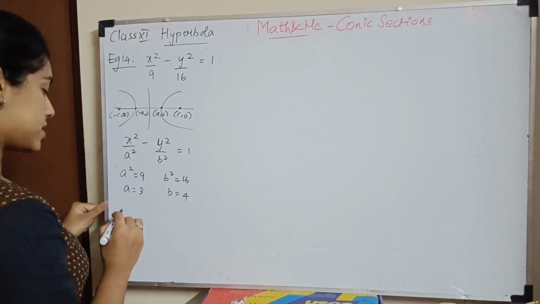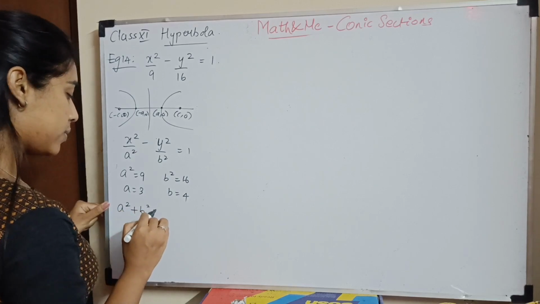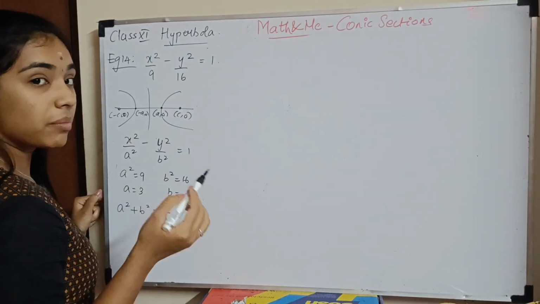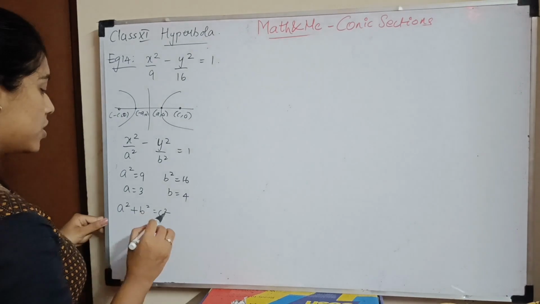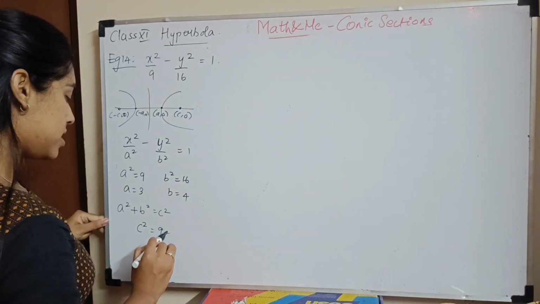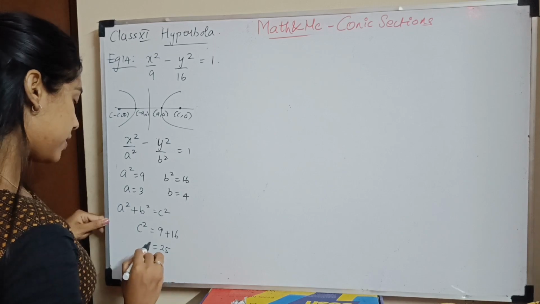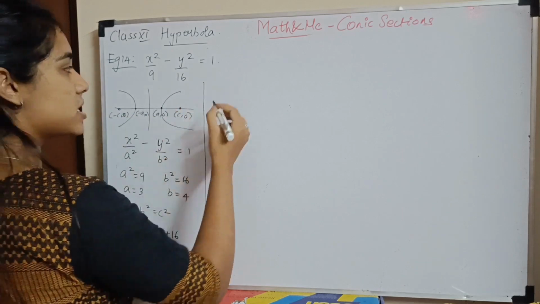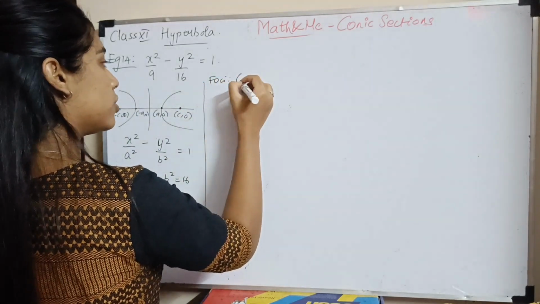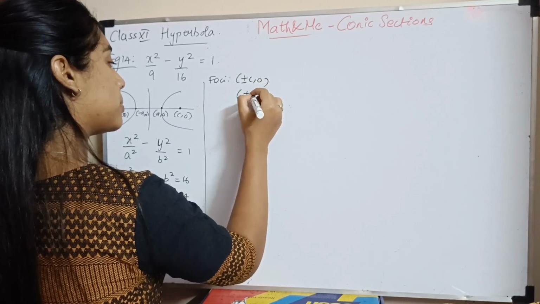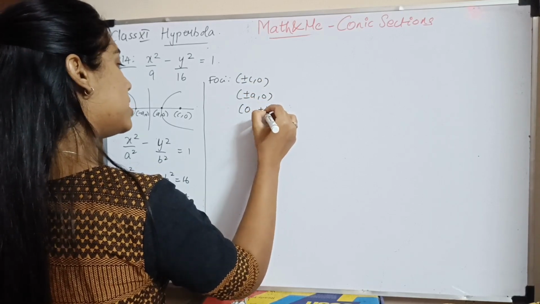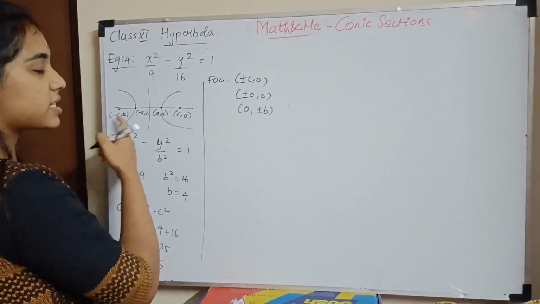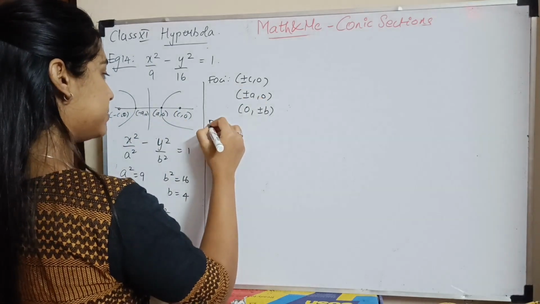You need to find what your focus is. So a square plus b square equals c square is the relationship between a, b and c for a hyperbola. For ellipse it was a square minus b square equals c square; in this one a plus comes. So what is my c? c square is 9 plus 16, which is 25. So c equals 5. If my hyperbola is along the x-axis, how will the foci be? My foci would be plus or minus c comma 0. So it will be plus or minus a comma 0 and 0 comma plus or minus b. It is very similar to how you did in ellipse, but you just have to make sure along which axis your hyperbola is.